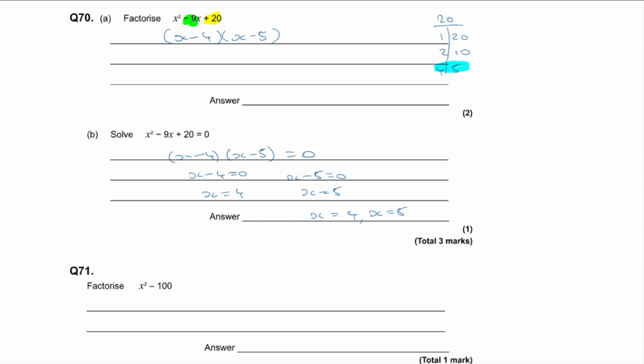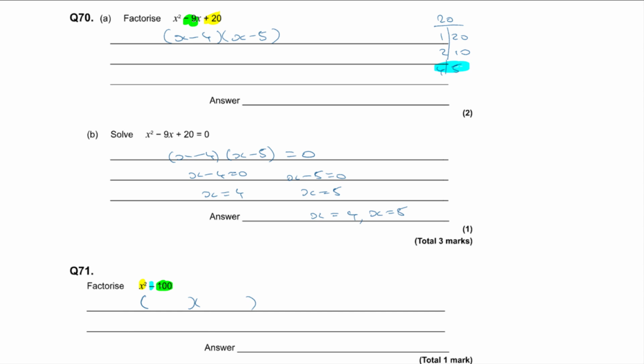Question 71, factorize x squared minus 100. Now I notice this is the difference of two squares. It comes up a lot, you need to recognize it. I've got a square, x squared. I've got another square, 100, which is 10 squared. I am subtracting them from each other.